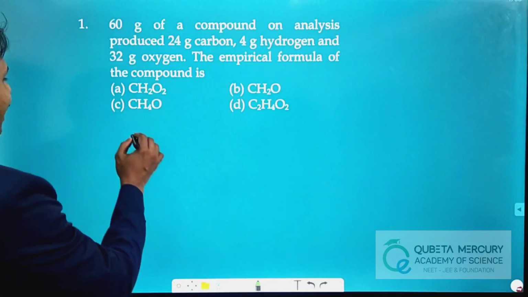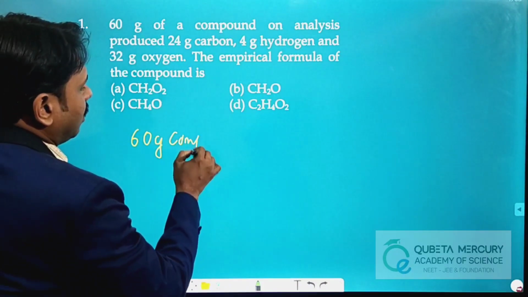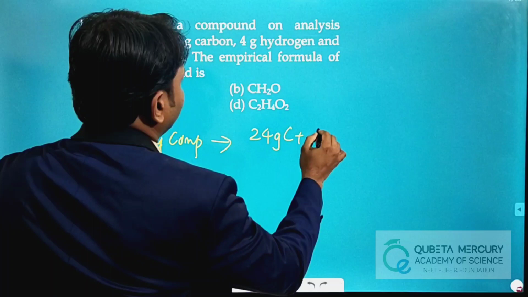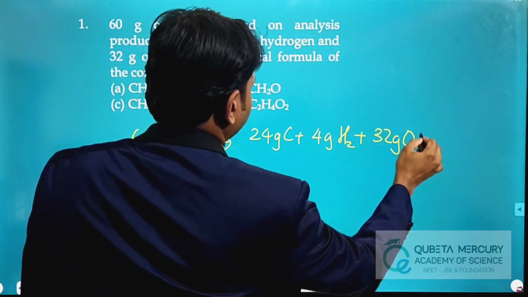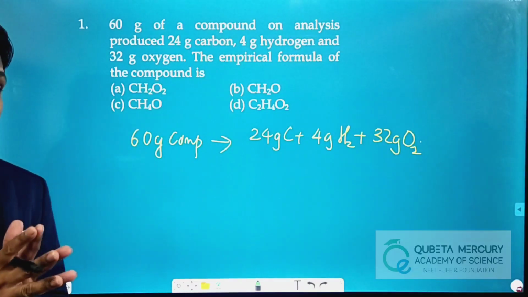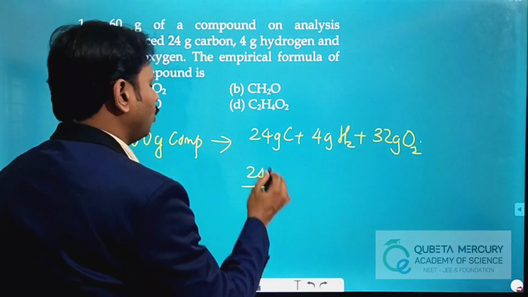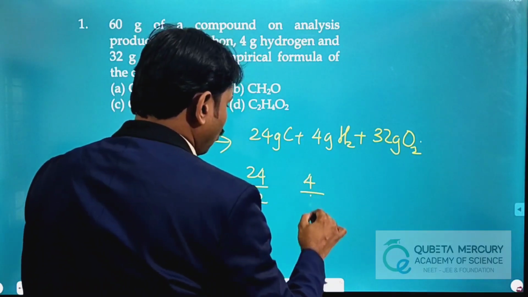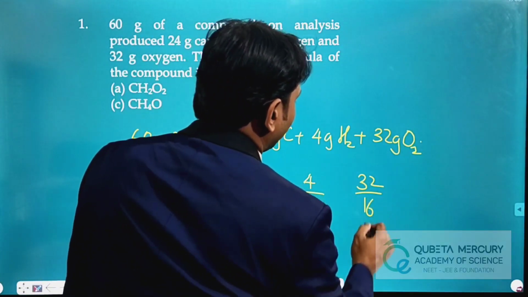See here, we have been given 60 gram of a compound which on reaction gives 24 gram carbon, 4 gram hydrogen and 32 gram oxygen. First of all, find out the ratio between relative number of moles of carbon, hydrogen and oxygen. How can we solve it? 24 by 12 will give relative number of moles of carbon. 4 by 1 gives relative number of hydrogen. 32 by 16 will give relative number of oxygen.